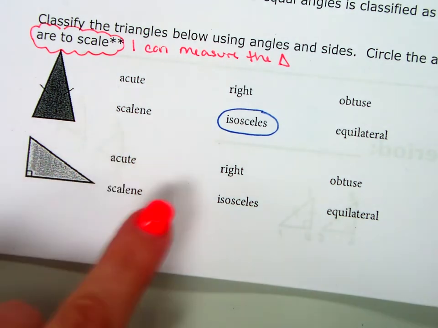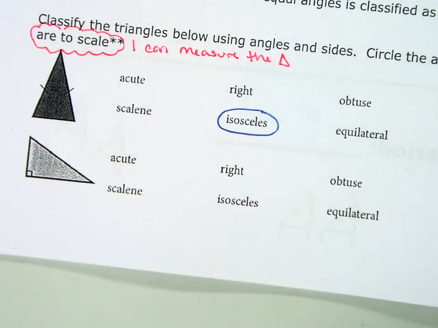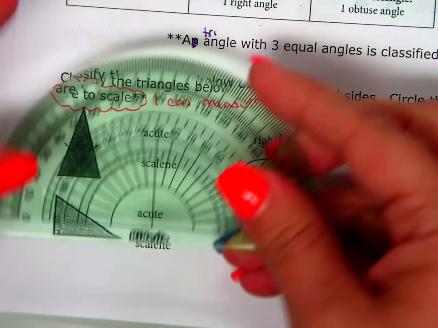All right, so it is isosceles, but we need to circle another one. What's the other one? Acute. Should we measure it just to make sure?